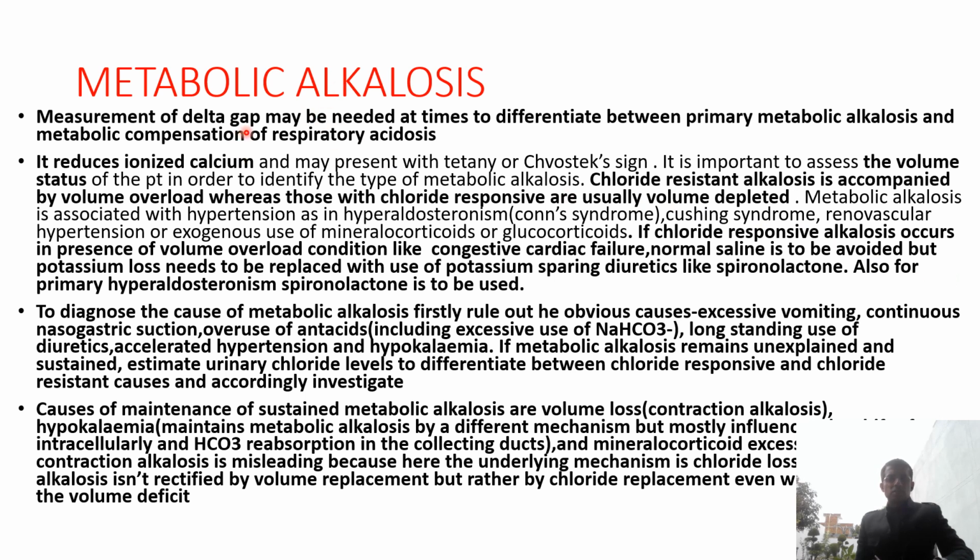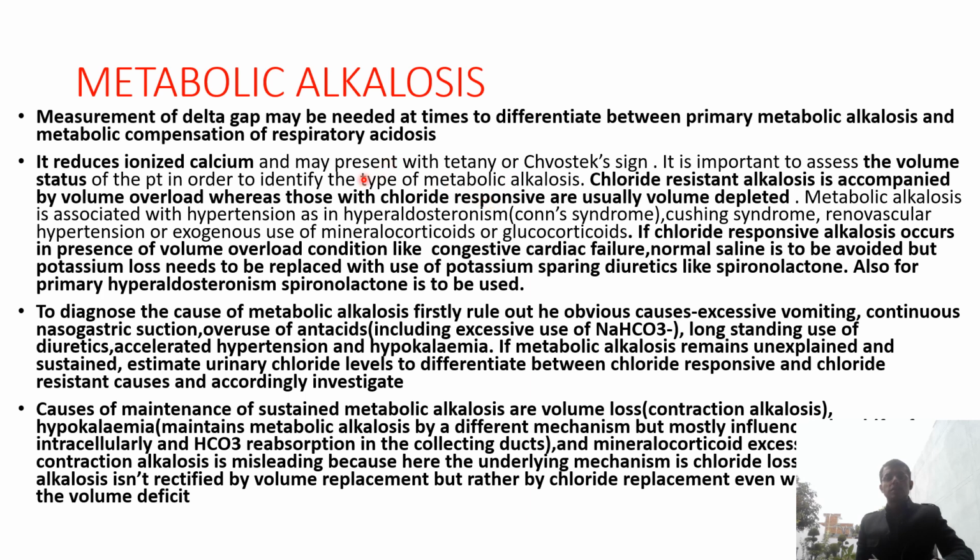Metabolic alkalosis, this is something which is missed a lot. Measurement of delta gap is needed to differentiate between primary metabolic alkalosis and metabolic compensation of respiratory acidosis. So a delta gap increase tells you of primary metabolic alkalosis. Whenever metabolic alkalosis is there, it reduces ionized calcium and may present with tetany or Chvostek sign.